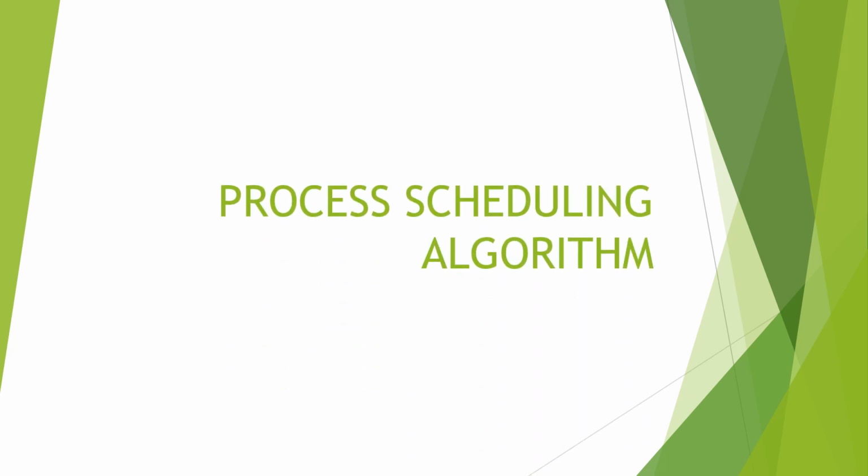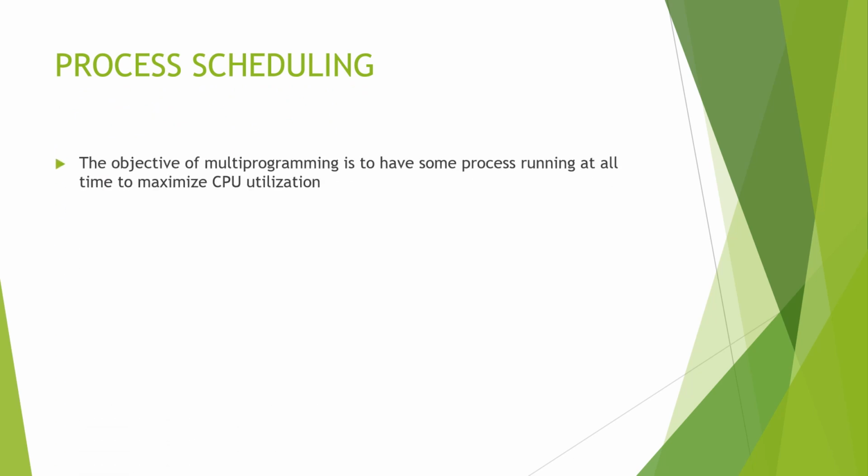Going to look at process scheduling algorithms. Process scheduling. One of the major capabilities of the operating system is multi-programming. The objective of multi-programming is to have some process running at all times to maximize CPU utilization.